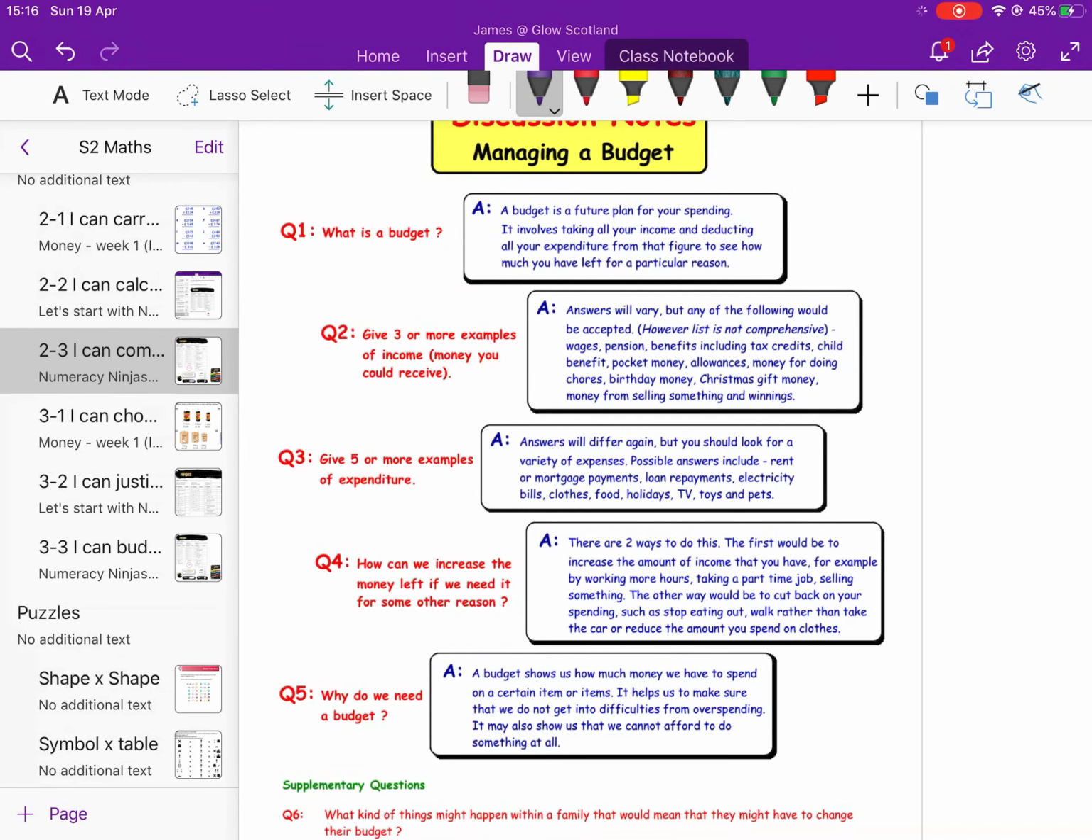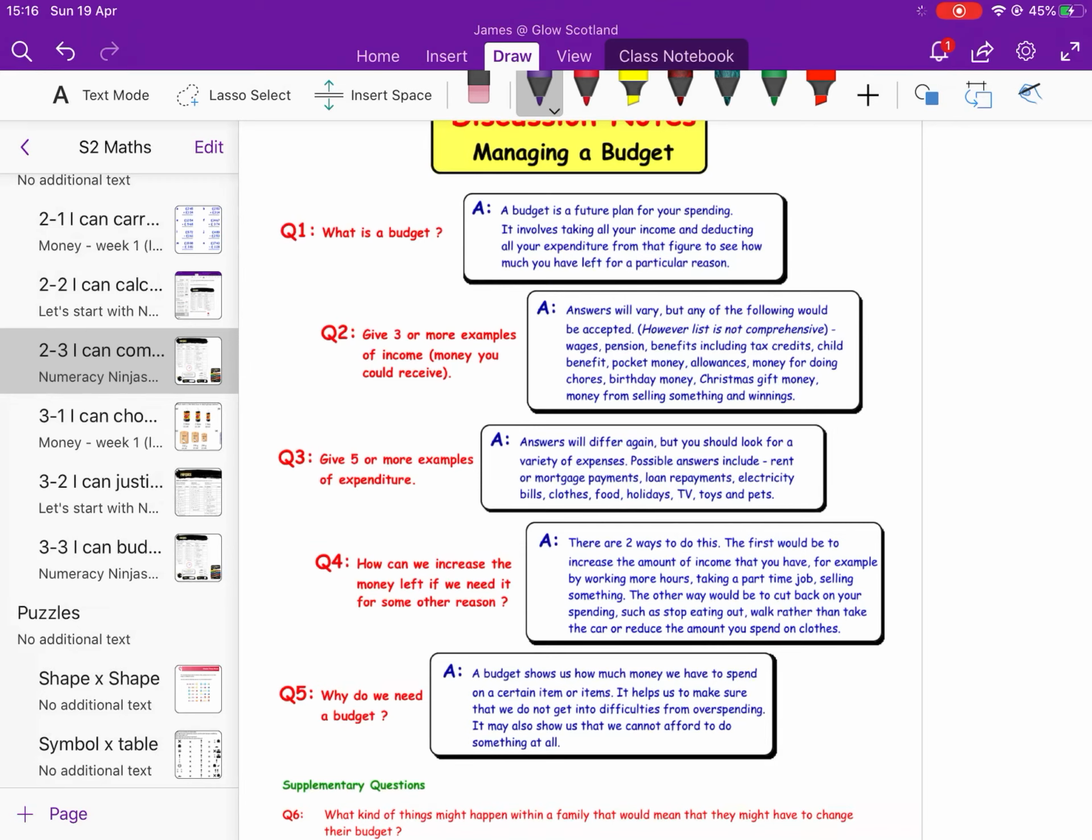Give 3 or more examples of income, so money that you get in. There's a few listed here, but you might be able to think of some others. But obvious ones are wages that you get from your job, pension, benefits, pocket money for you guys. You might have an allowance. You get money for doing some jobs, some chores, birthday money, Christmas money, that type of thing.